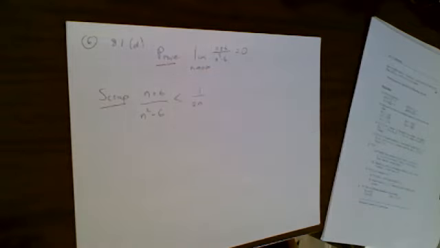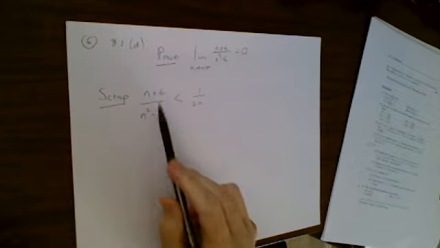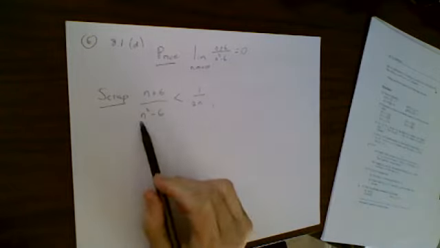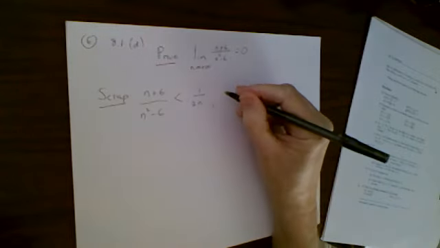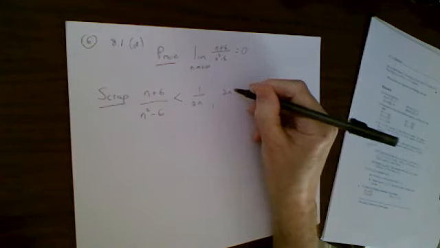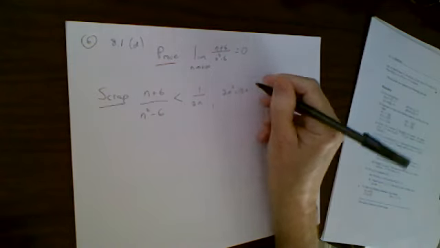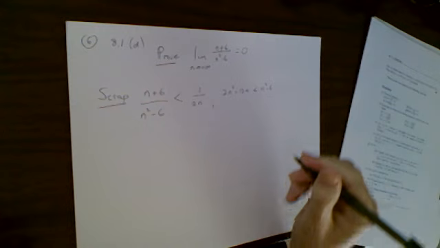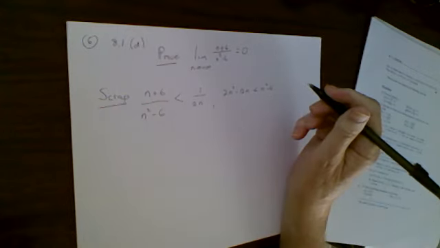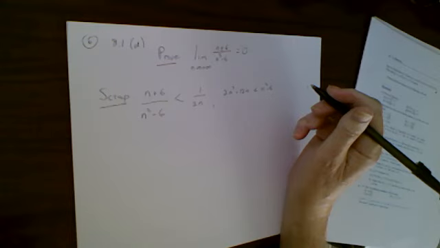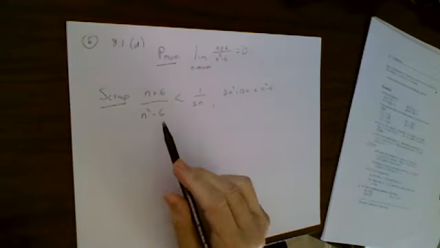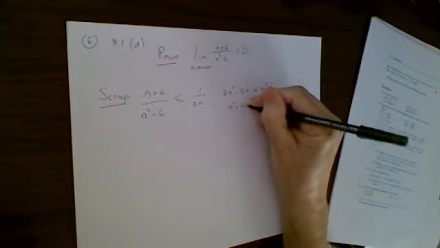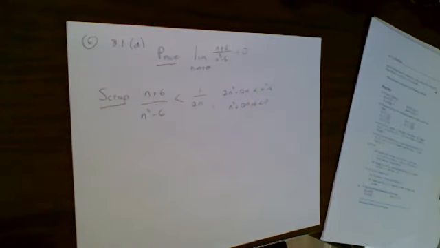Is 1 over 2n always bigger than this quantity? Well, notice that's the same as, if you cross multiply, since things will be positive, at least if n is bigger than 2. Cross multiplying, this is the same as 2n squared plus 12n being less than n squared minus 6. Let's see if I did that correctly. Okay, and that's the same as n squared plus 12n plus 6 being less than 0.